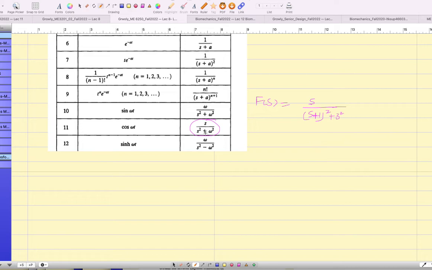In number 11, the denominator has a different s. This s should be the same as s. So if I bring s plus 1 here, we have to do some manipulation in the numerator to keep the form in the denominator the same. So I'm going to write down s plus 1 minus 1. It's not going to change the problem. So this term is the same.